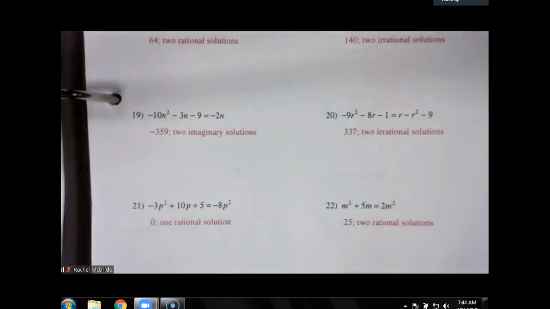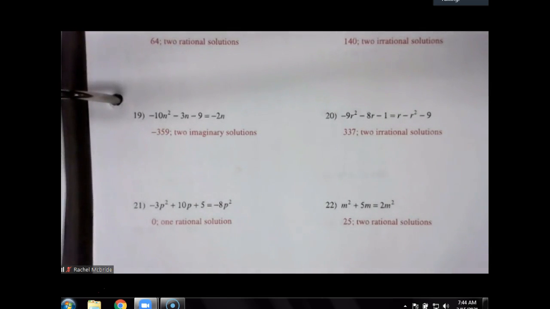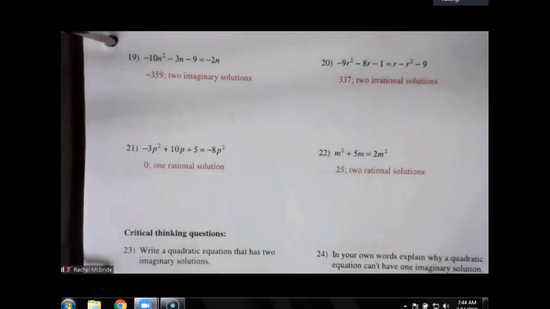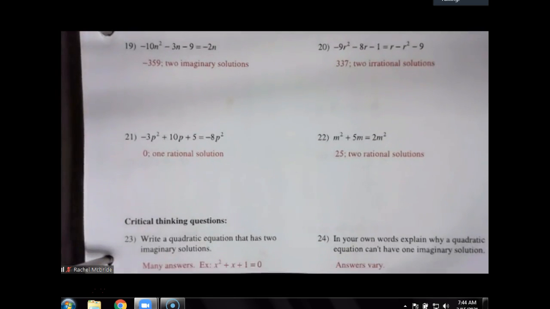Okay, so there's 21 and 22. And then for the critical word problems down in 23 and 24, for these ones, you have a bunch of different answers. So like for 23, it said write a quadratic equation that has 2 imaginary solutions.